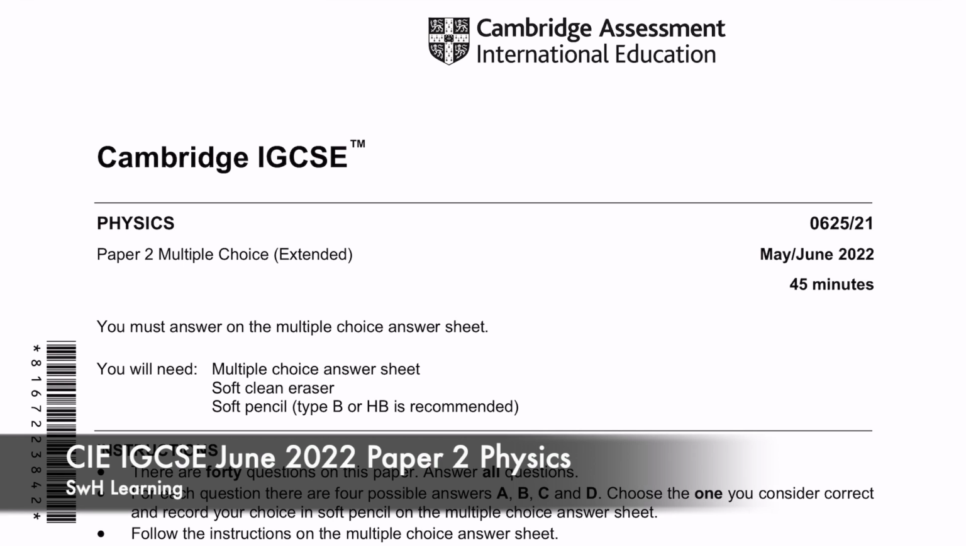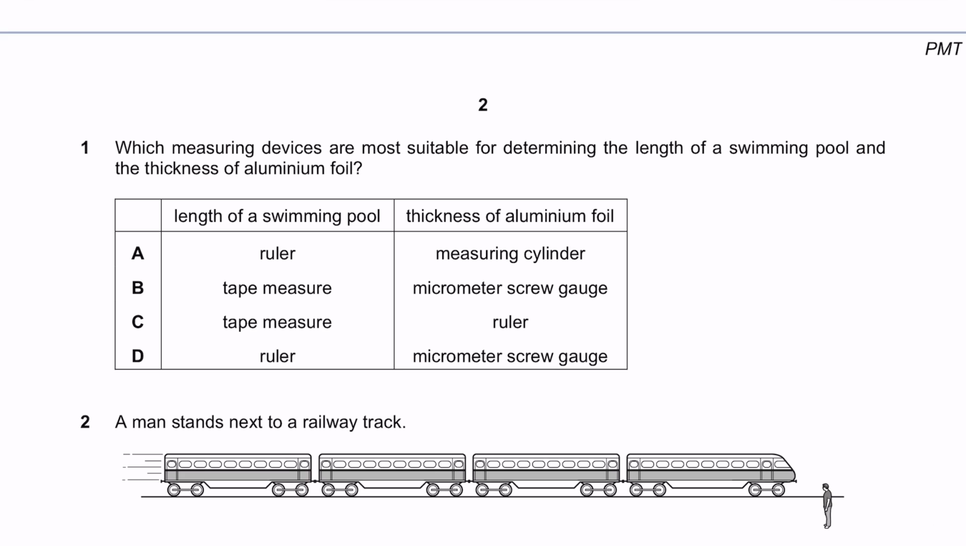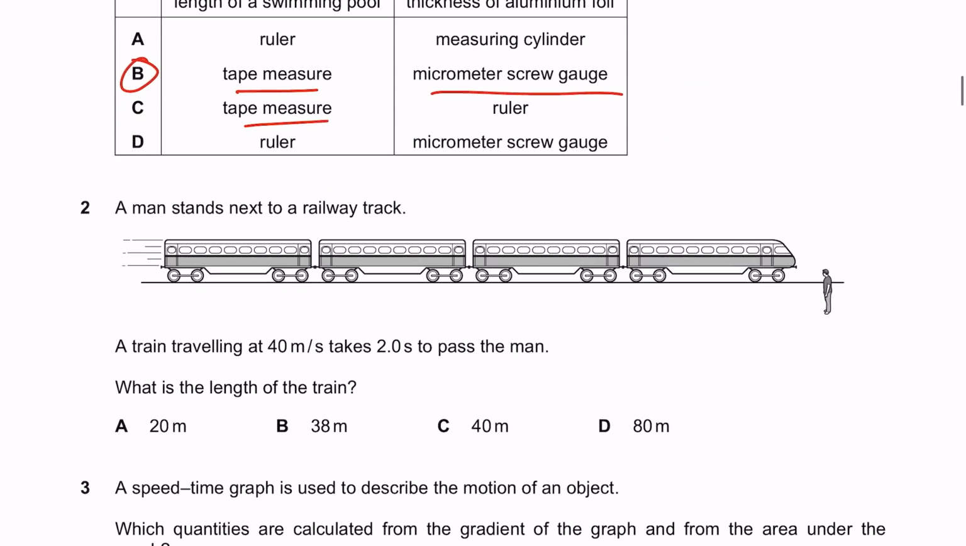This is a Cambridge IGCSE Physics Paper 2 talk through. Which measuring devices are most suitable for determining the length of a swimming pool and the thickness of aluminium foil? So try and be sensible here. A swimming pool is quite long. You'll want a tape measure because it's long and flexible. And then the thickness of aluminium foil, it's going to be very thin, so a micrometer screw gauge would be most suitable here. The answer is B.